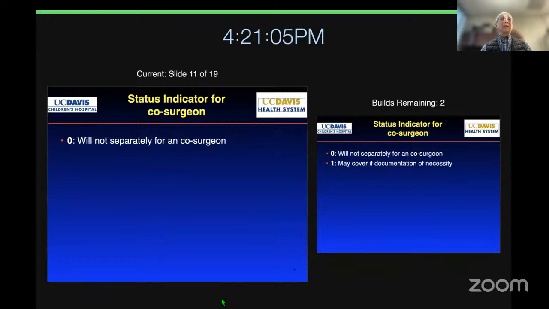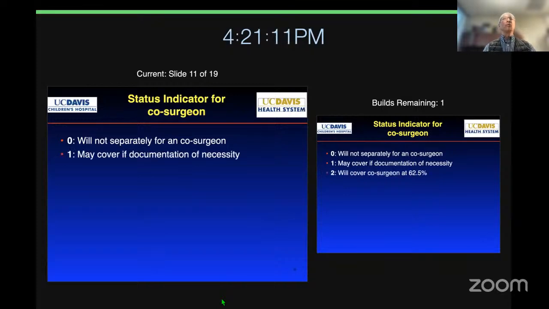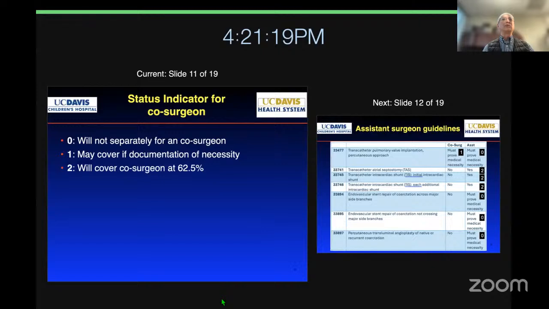The status indicator for the co-surgeon is actually what makes it more confusing. It's reversed. 0 basically says you're not allowed, whereas 1 may allow it if you have medical necessity. So for 2, it's reversed as well. Why they do that, I don't know. It adds to the confusion. Status 2 basically will allow you to cover it as a co-surgeon at 62.5%.